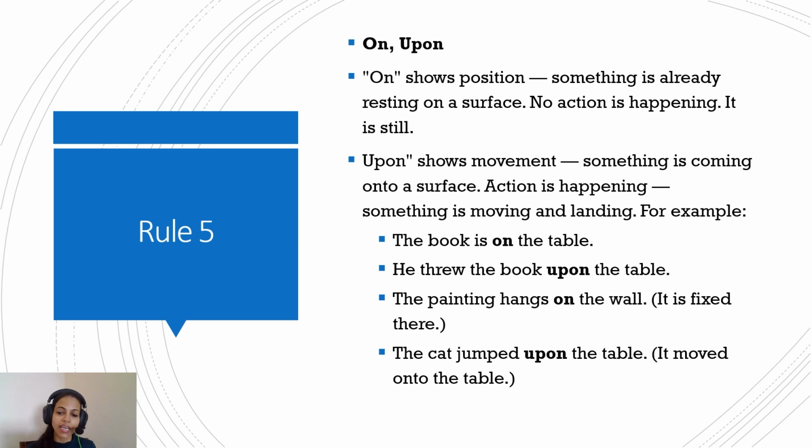Similarly, the painting hangs on the wall. It is fixed there. It is positioned on the wall, static. The cat jumped upon the table. So she jumped upon it. Some movement is being denoted by the word upon. Okay. So that is the difference between on and upon.